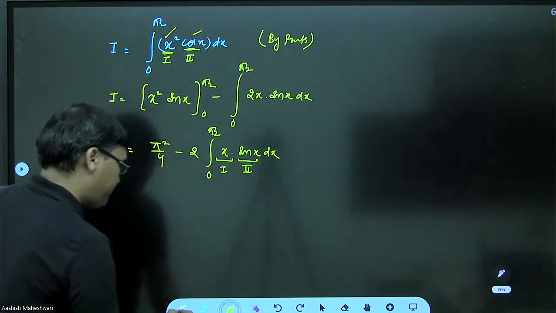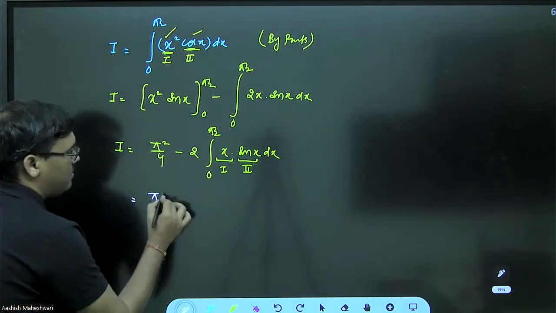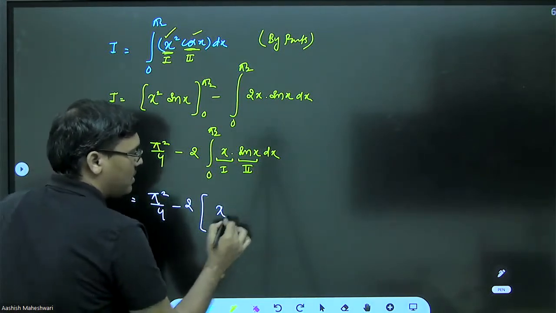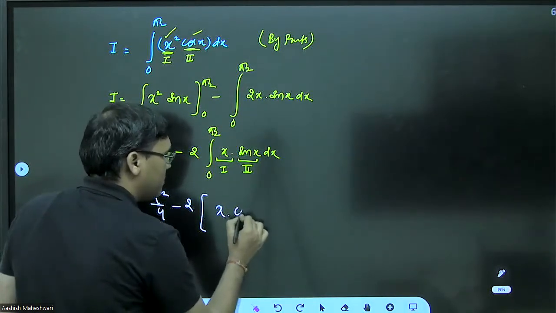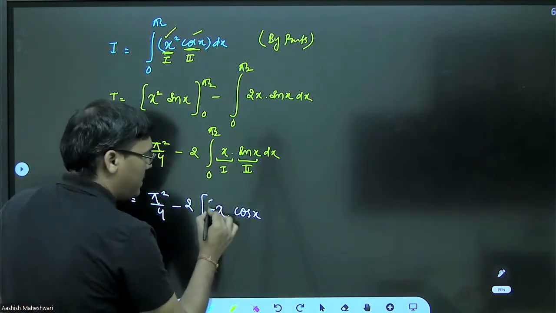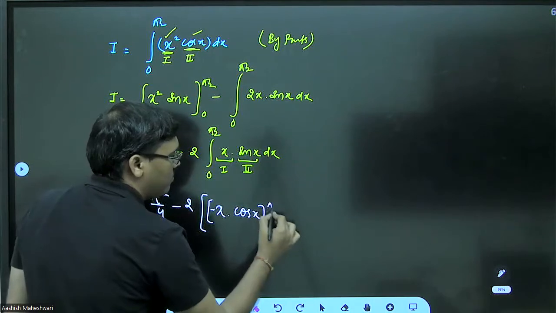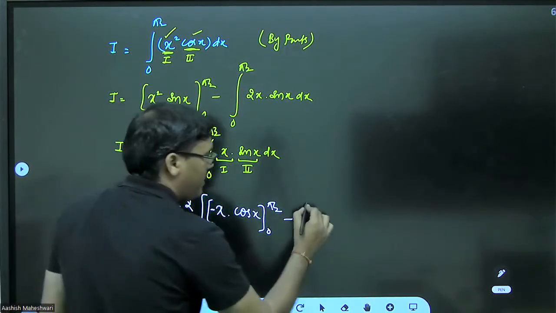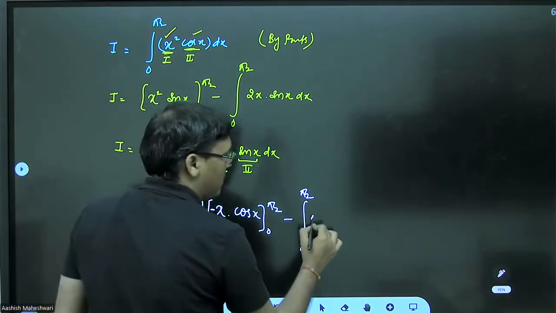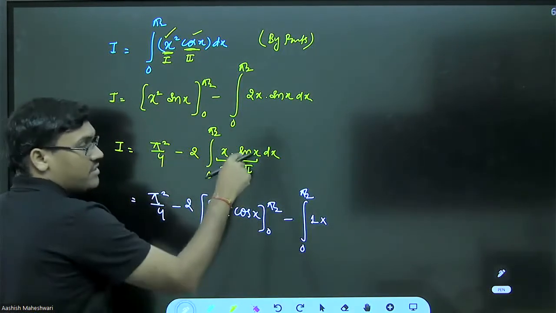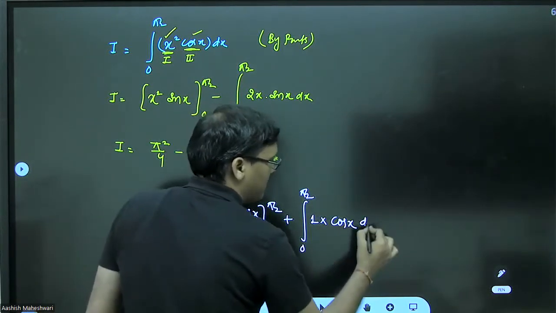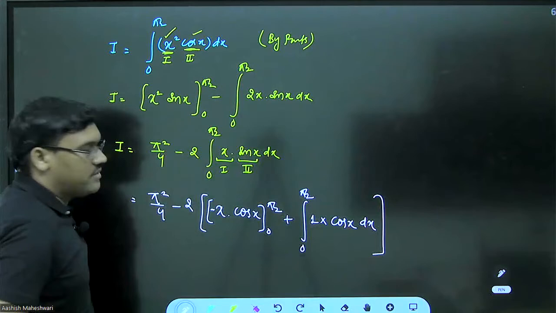So now see. This is pi square by 4 minus 2 times: first function into integration of second, minus cos x, since the integration of sin x is minus cos x, with limits 0 to pi by 2, minus integration 0 to pi by 2 of the derivative of first, x, which is 1, into integration of second, the integration of sin x, which is minus cos x. So this will become plus dx. I think this is clear.